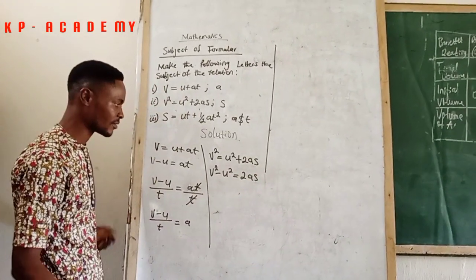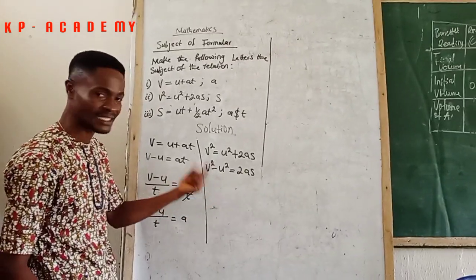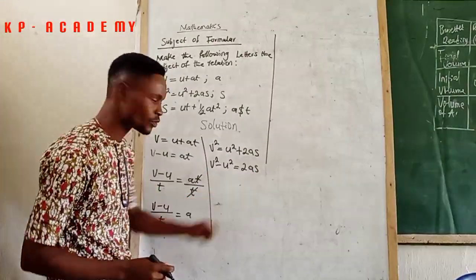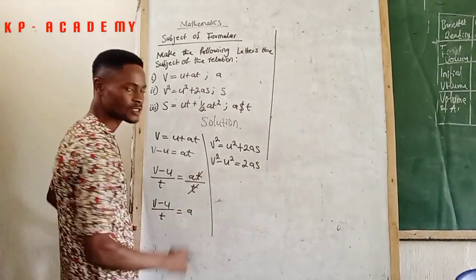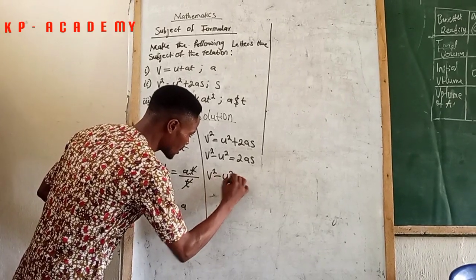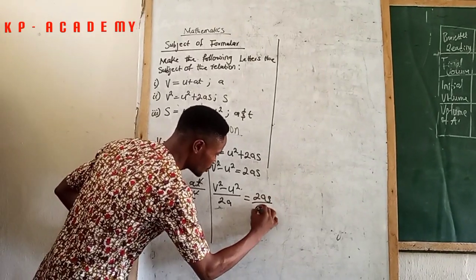We have this. Now, the next thing to be done here is simply to divide both sides by that which will make S stand alone, and that is nothing but 2A. So if I divide both sides by 2A, S will end up standing alone. Hence, V squared minus U squared all over 2A is equal to 2AS all over 2A.